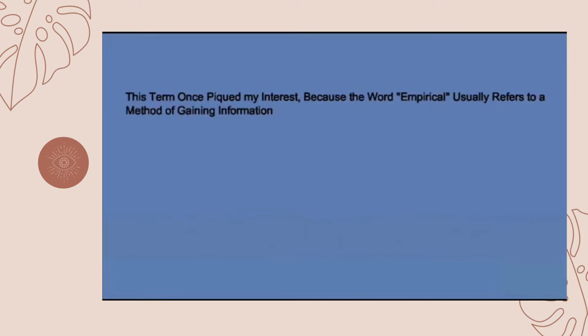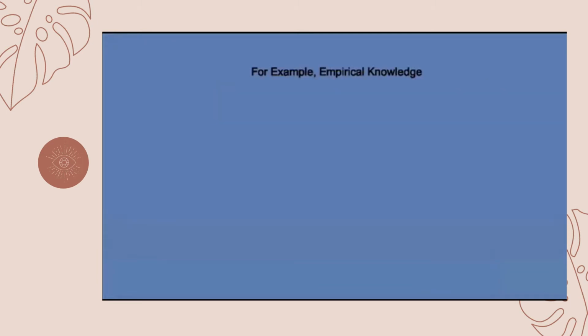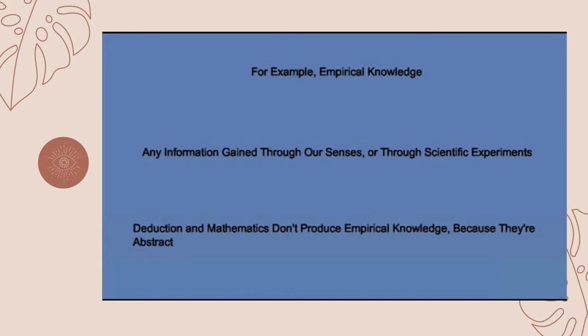Someone brought this term to my attention at one point, and it piqued my interest because the word empirical is usually used to represent a method of gaining information, the empirical method, which involves observation and experience as opposed to logic and theory. For example, there's empirical knowledge, which is any information gained through our senses or through some scientific experiment. Methods like deduction and mathematics don't produce empirical knowledge because those types of knowledge are abstract.